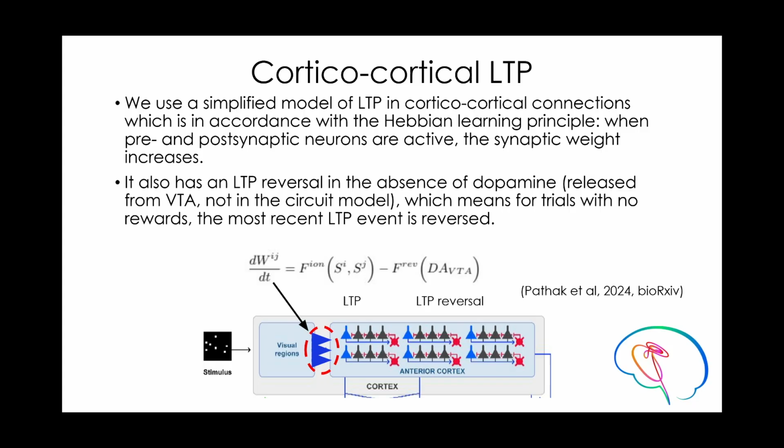But maybe if the choice that the animal makes is wrong, then there is actually reversal of that potentiation mediated by this term here, which happens through dopamine VTA, right? Because whether the animal receives a reward or not actually drives the dopamine released in VTA, which in turn drives this reversal or no reversal.